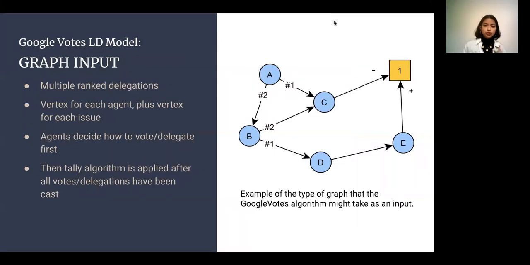The Google Votes liquid democracy model uses a graph input similar to the image on the right, which is a multiple ranked delegations graph where there is a vertex for each agent and also a vertex for the issue that is being voted on. The agents decide how to vote and delegate first, and they list their rankings if they have any, or if they vote directly, you can see a plus and a minus value next to the one vertex that just signals whether it's a yes vote or a no vote. And then after all of these delegations have been drawn out, there's a tally algorithm that's applied to allocate the votes.